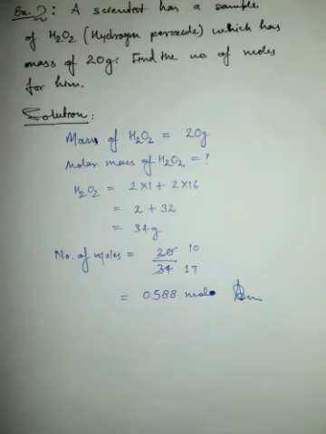Okay. In question number 2, a scientist has a sample of hydrogen peroxide which has a mass of 20 gram. Now find the number of moles of H2O2 for him. You can calculate the molar mass, which will be 34 gram, and the mass is given as 20 gram. So now what do you do? Just divide 20 by 34. What will the answer be?